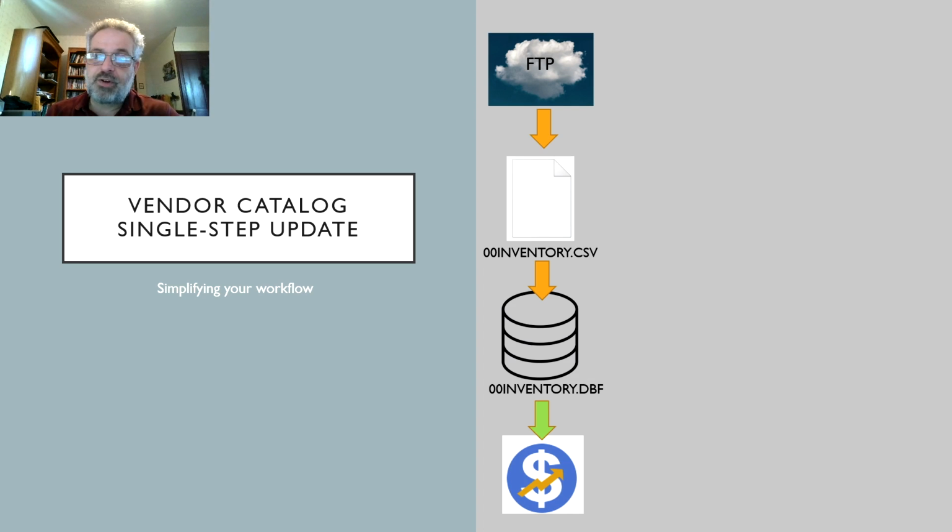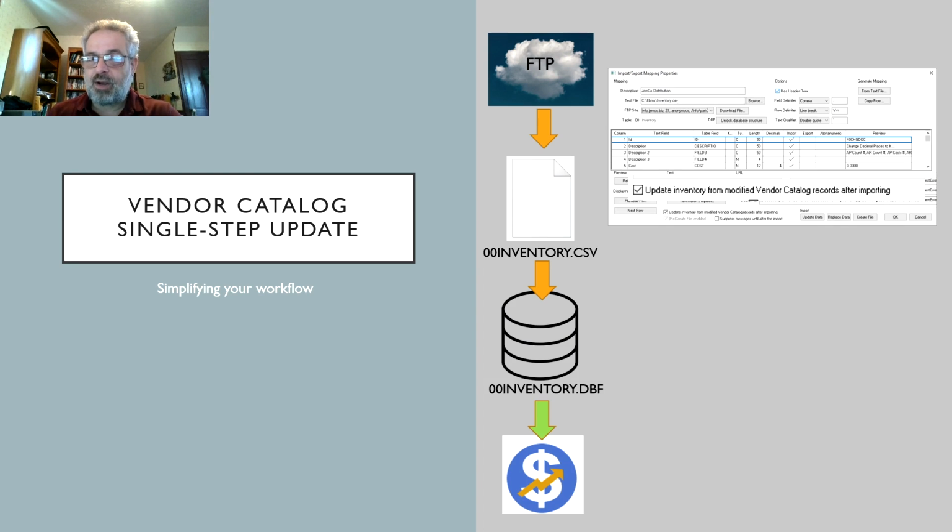But what you can see by the difference in arrow colors is it's not a one-step process. You create that DBF file, update that DBF file, but then it's a separate step to update EBMS inventory. In 8.4, we make that a single-step process.